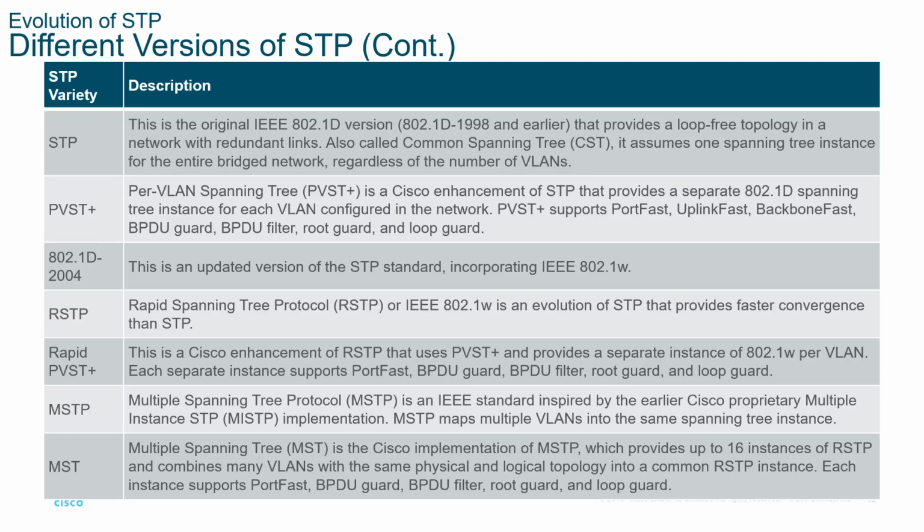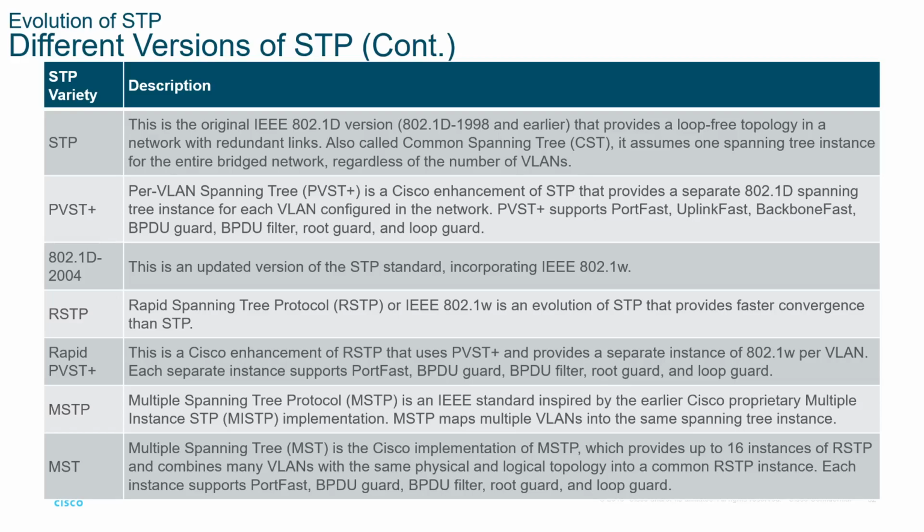Now, PVST+, which is basically the per VLAN spanning tree, is a Cisco enhancement of the STP, and it provides a separate 802.1D instance, the original standard, for every single VLAN configured in the network. PVST+ supports PortFast, UplinkFast, and BackboneFast, so a few more features compared to STP. Then 802.1D-2004 is basically an updated version of the STP standard, incorporating 802.1w.